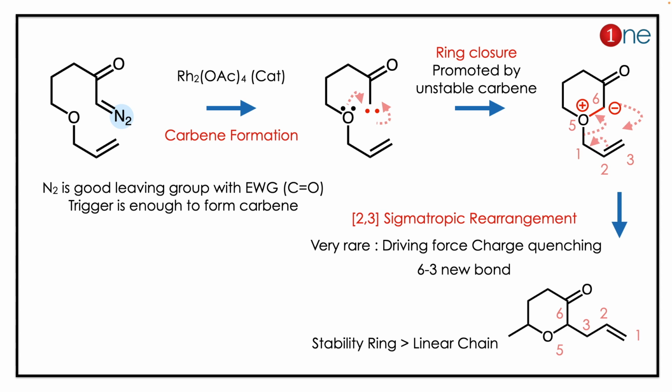Here the answer lies in the carbene formation. You have nitrogen as a very good leaving group. So what really happened? It's near the carbonyl, so you have carbene formation. Carbene is a very unstable system. So what really happened? The carbene just ring closes.